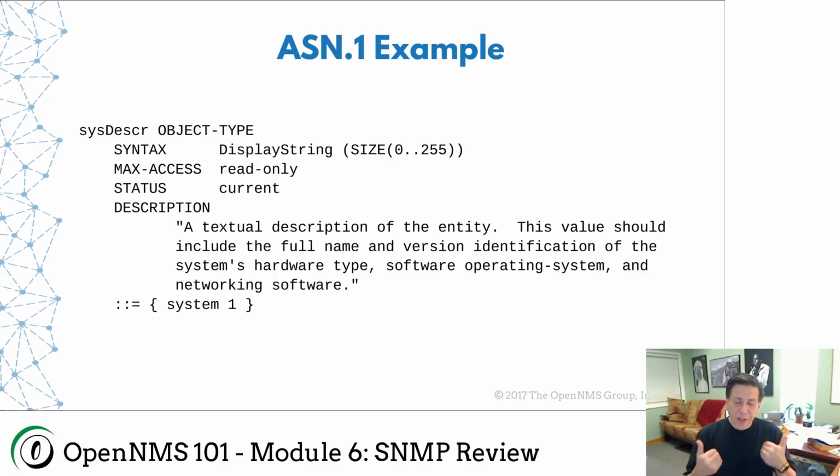You really want the agent to report the system description, and you don't necessarily want a management station to be able to send a command to the agent to change it. So that's why it's read-only. There are some values, such as maybe a syscontact or system location, that are read-write, that if you have permissions, you can change from the management station. Status is current. Another status could be deprecated.